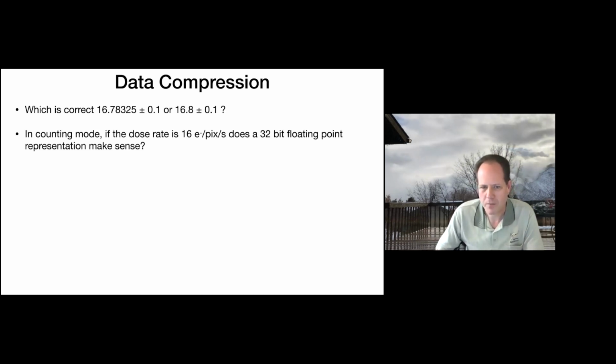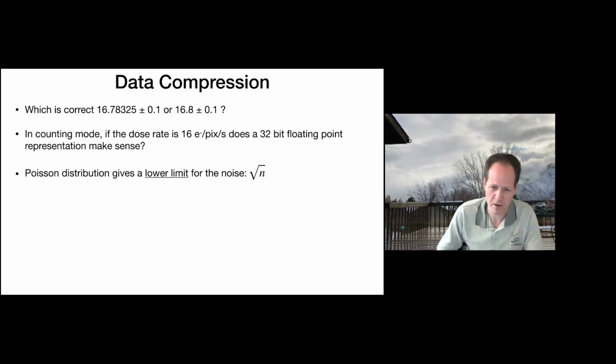So if you think about this from a simple perspective, right? If you're in counting mode and the dose is say 16 electrons per pixel per second, does it really make sense to store that number as a floating point value, even if you've done gain normalization? The largest value you're likely to get out of this is going to be something like 32 would be very safe, right? So you should be able to represent this with basically 5 bits of data just from that argument alone. But we can make better arguments.